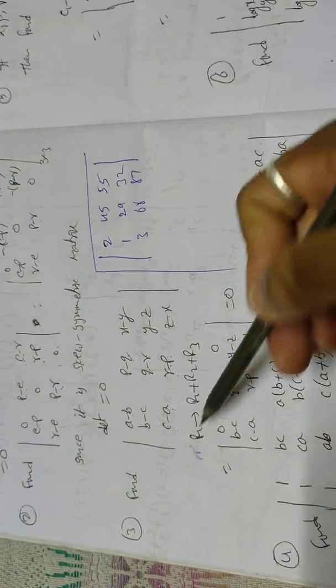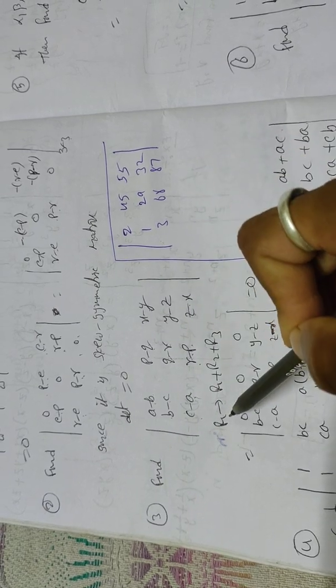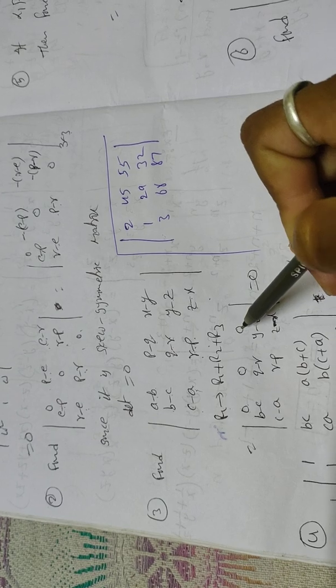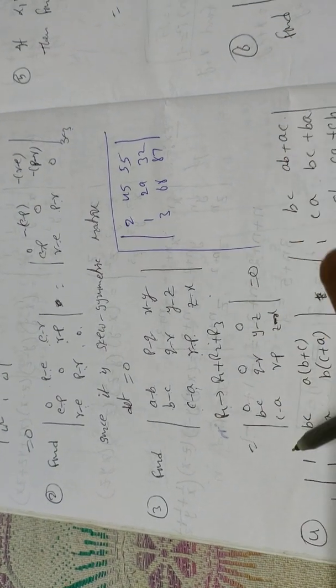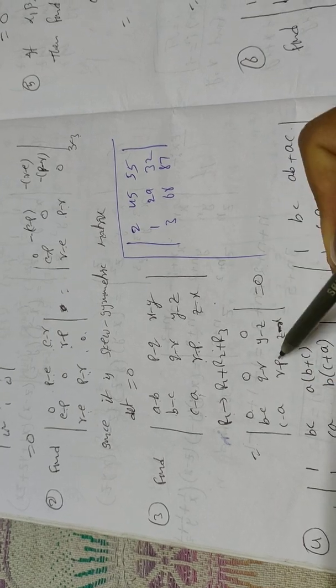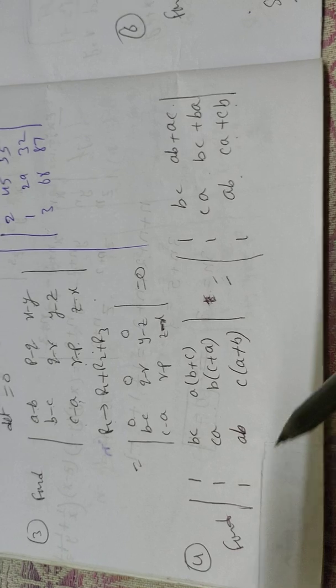So go for R1 becomes R1 plus R2 plus R3. So what you have, just now explained: these three add, you get 0, and you write in the R1 place 0, 0, 0, and write the second and third rows as they are. So these are all zeros, then the determinant is equal to 0. Very clear answer. Next, fourth question.